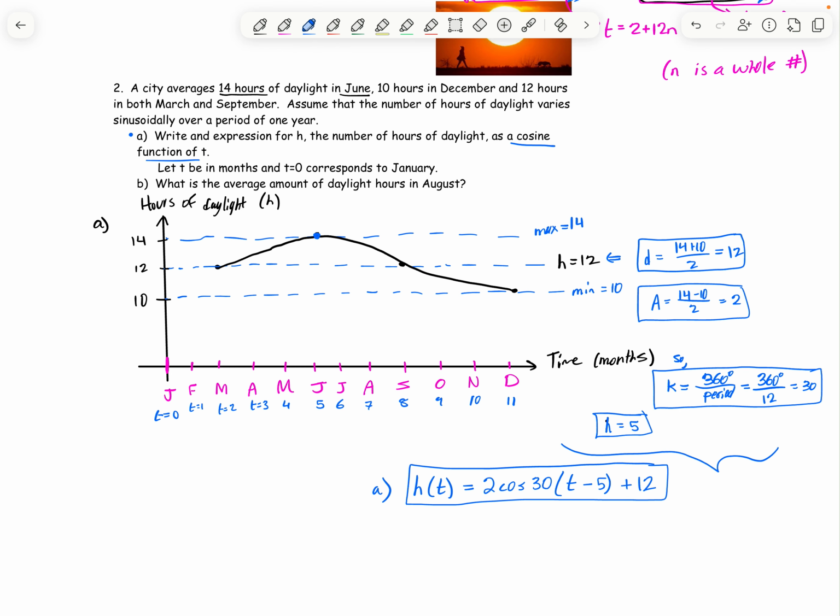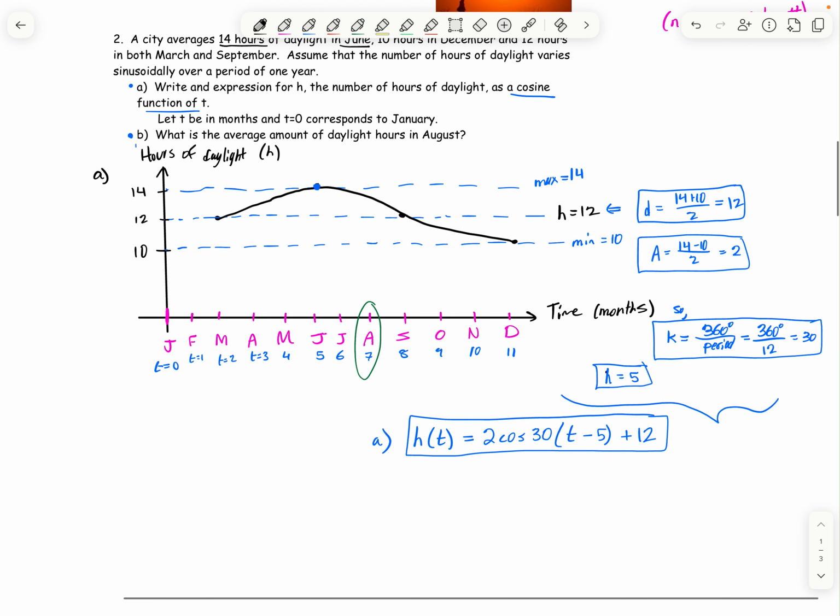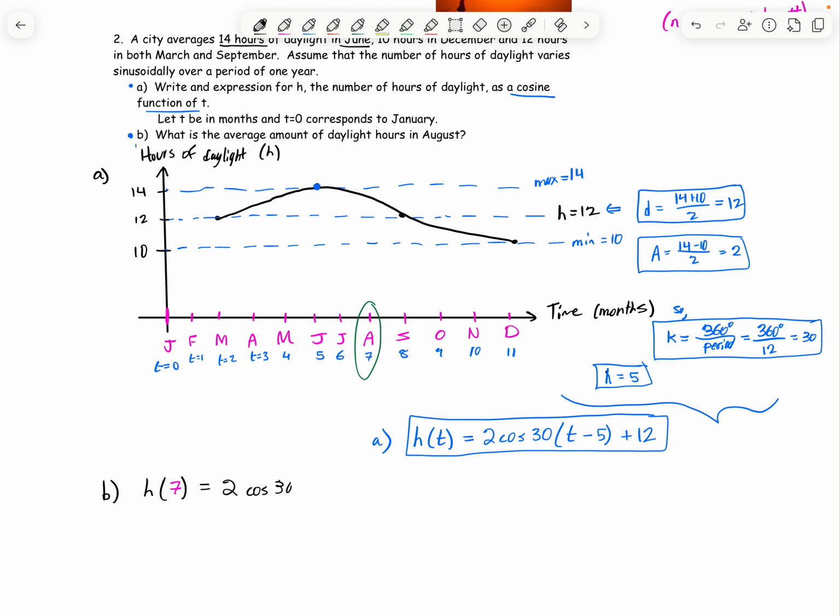So for part B, I'm asked what is the average amount of daylight hours in August? Well, in August, I can see that my time value is 7. So t is equal to 7. All I'm going to do here is just calculate h of 7. That's what it's asking me for. So 2 cosine 30, and then I have 7 minus 5 plus 12.